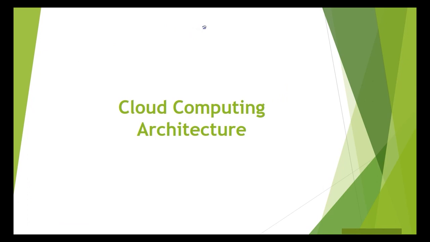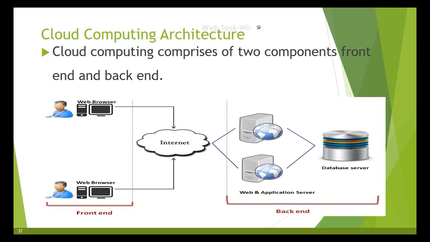Cloud computing architectures. Cloud computing comprises two components. One is the front end and the second one is the back end. Front end means that end from where a user is interacting with the system, and back end is working at the back end, which is providing the services. Let's explain the front end and back end in detail.